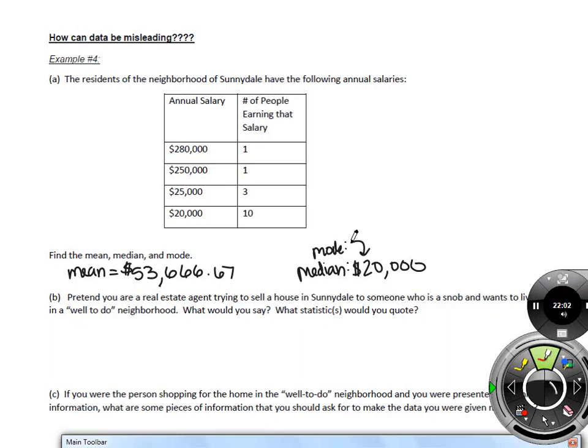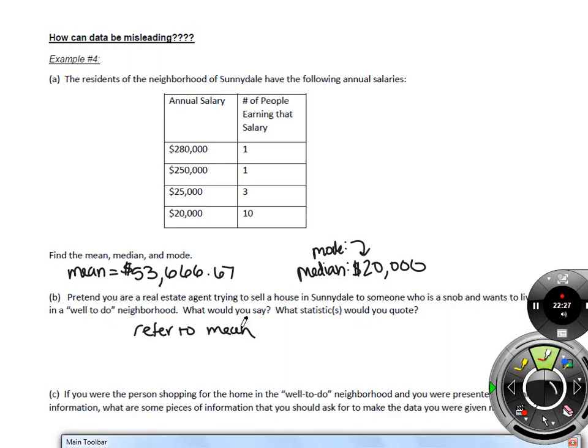Okay. So you might mention some of those higher numbers, right? And then she would basically refer to the mean or the average. So you say, oh yeah, the average salary is $53,000 here, and you have this person making $250,000 and this person making $280,000, right? Because it makes the neighborhood sound one way. If you were the person buying the home, what are some questions you should ask to get a better picture of what's going on?